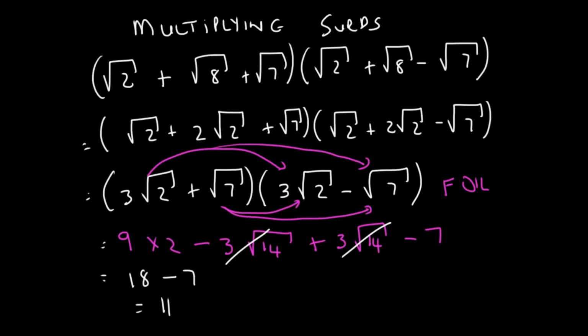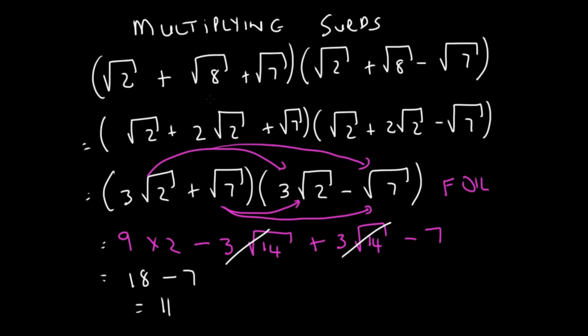Let's look at the next beautiful example. We have the square root of 2 plus the square root of 8 plus the square root of 7 times the square root of 2 plus the square root of 8 minus the square root of 7. So you might say, well, this is a rather big sum. But what we are going to do is we are going to take it one step at a time.